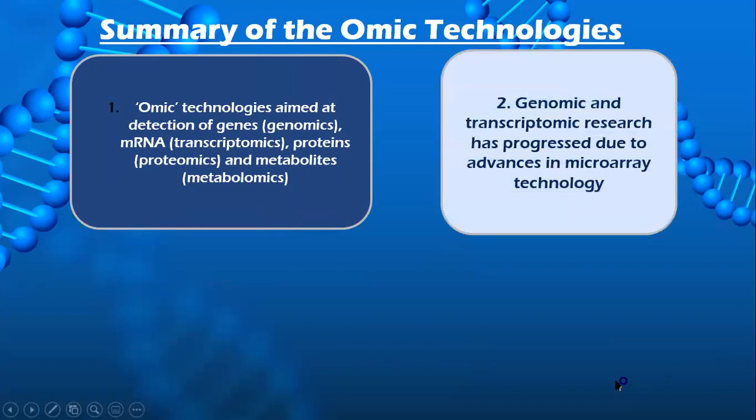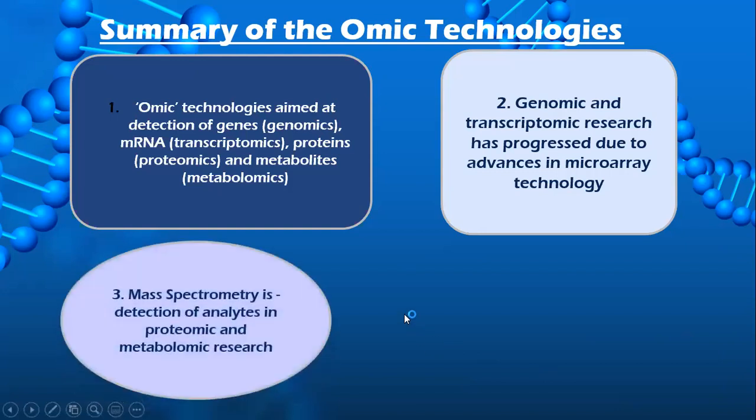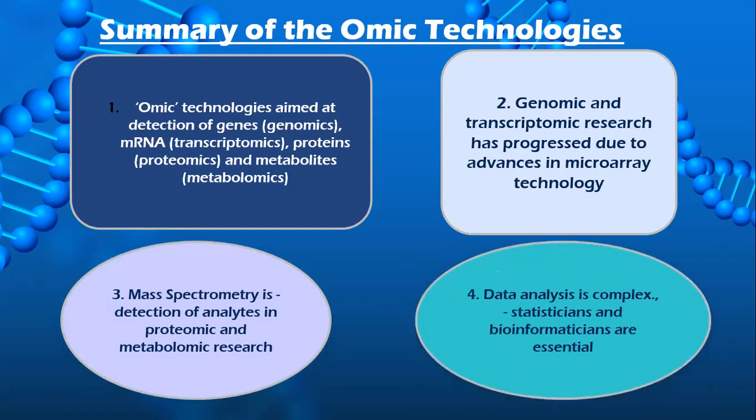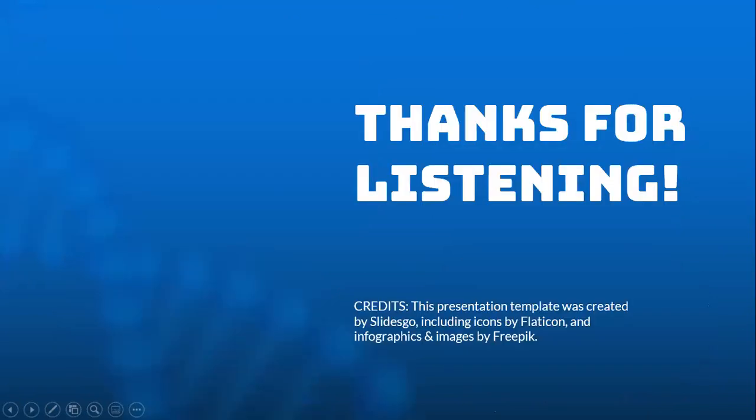Secondly, genomics and transcriptomic research has progressed mainly due to the advances in microarray technology. Also, mass spectrometry is used for the detection of analytes in proteomic and metabolomic research. And finally, data analysis is complex and a huge amount of data is generated. Therefore, the involvement of statisticians and bioinformaticians is essential in this process. So that brings me to the end of my talk, and thank you for listening.